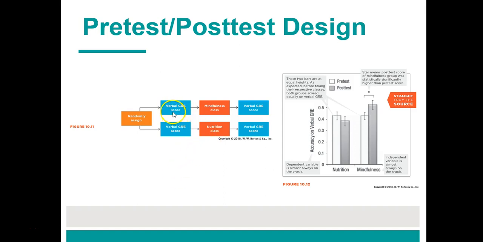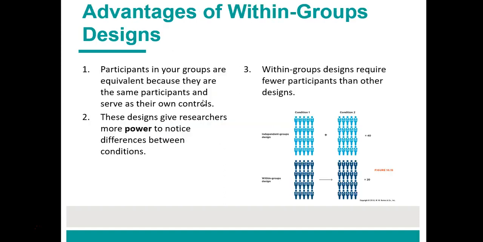For instance, if I think mindfulness is going to work, but I'm also kind of interested in meditation, and I could do this multiple times. I could do a verbal GRE, then a mindfulness class, then test verbal GRE again, and then on the same people do a meditation, and then verbal GRE again. Well, can I really take away what I've taught them about mindfulness by the time I get to the last condition? No, that mindfulness class will stay with them.